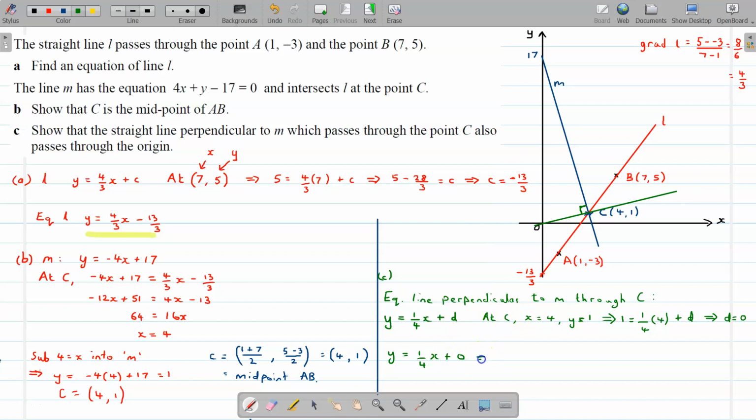Which implies that y equals a quarter x and goes through the origin, O, and O is the origin.